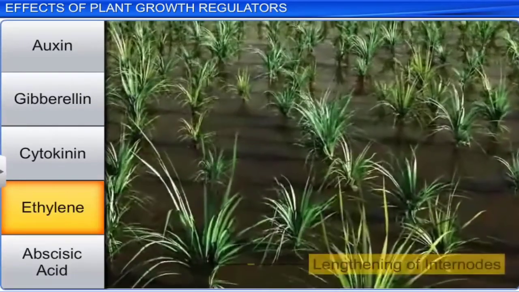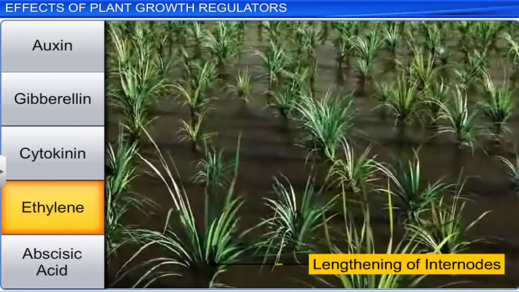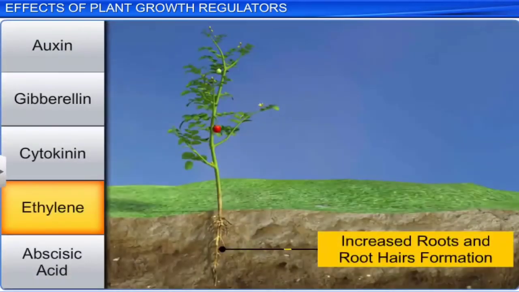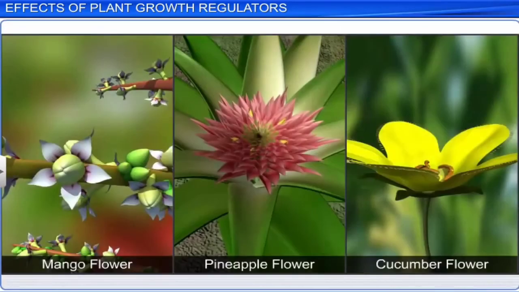It also aids in the lengthening of internodes in rice plants, thus protecting the shoot from getting submerged in water. It also promotes root and root hair formation, thus helping the plants increase their absorption surface. It initiates flowering in some plants such as mango, pineapple, and cucumber, thus increasing their yield.